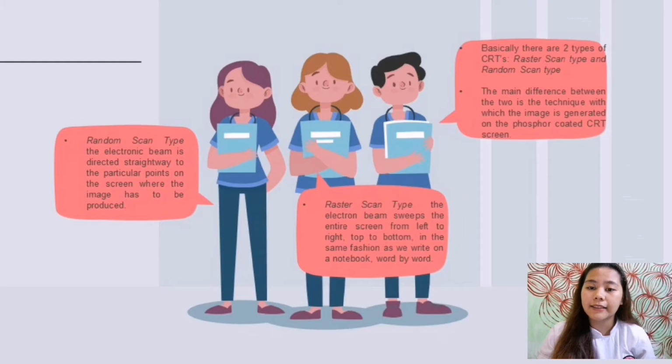Random scan type is where the electron beam is directed straight to the particular points on the screen where the image has to be produced.